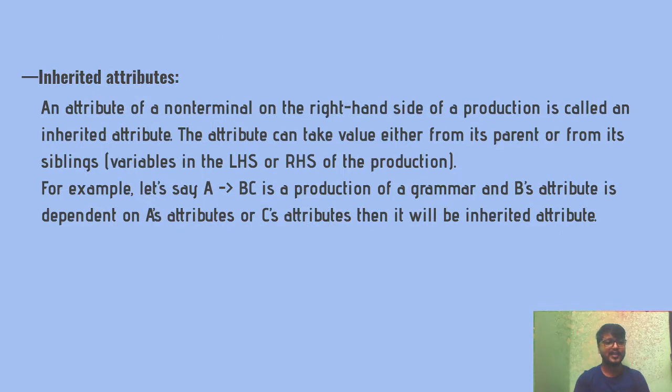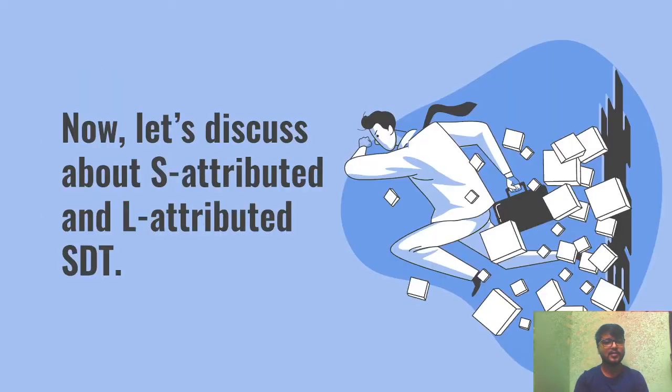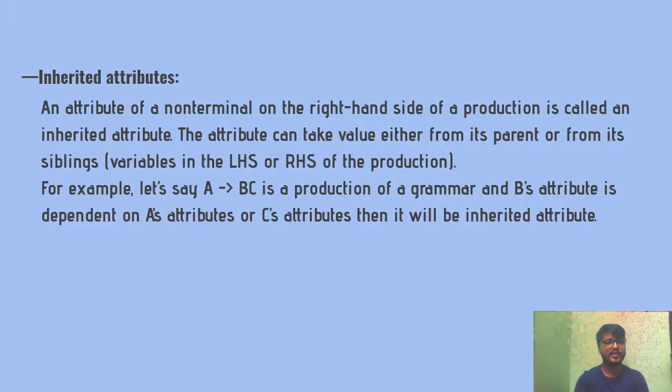Now coming to inherited attributes. An attribute of a non-terminal on the right hand side of the production is called an inherited attribute. The attribute can take value either from its parent or from its siblings, variables in the LHS or RHS of the production. For example, let us say A goes to BC is a production of a grammar, and B's attribute is dependent on A's attribute or C's attribute, then it is an inherited attribute.